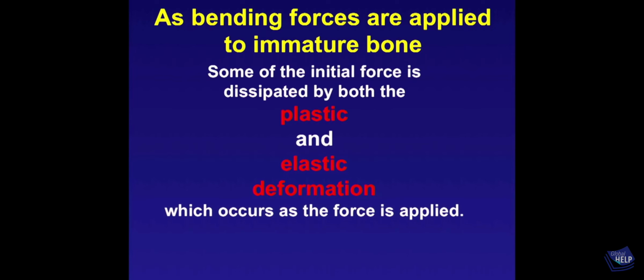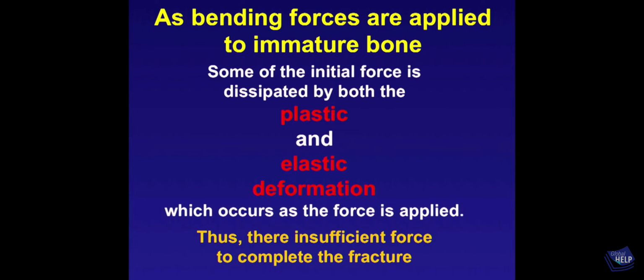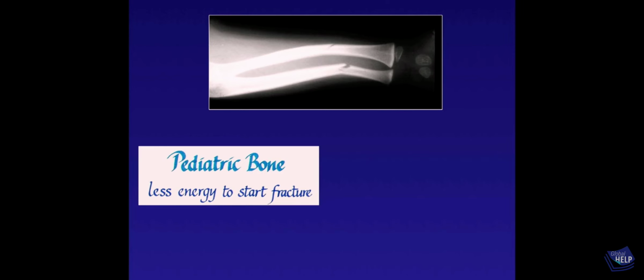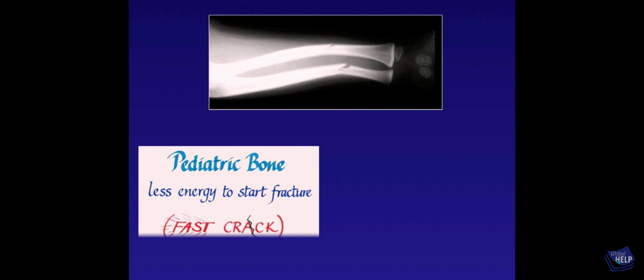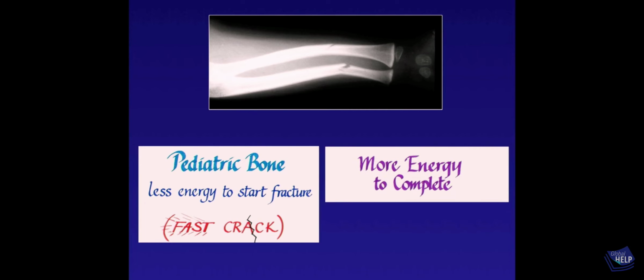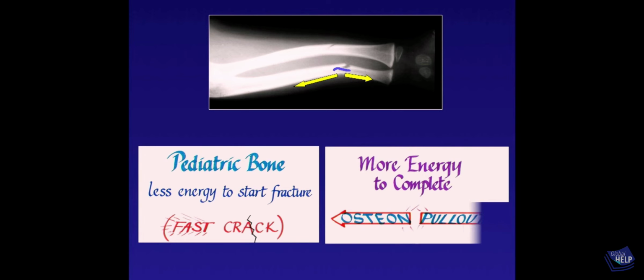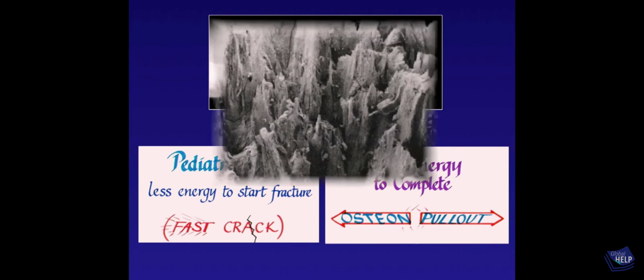And so if you have enough force left, then you'll get partial failure. There's insufficient force to get a full failure, so it's lost some of it. So you can get partial failure. And so you have less energy to start the failure, and it takes less to start it, but you don't have enough energy to complete it, as you can see here. So we call that initial one the fast crack. And then that's the osteon pullout that you can see here.